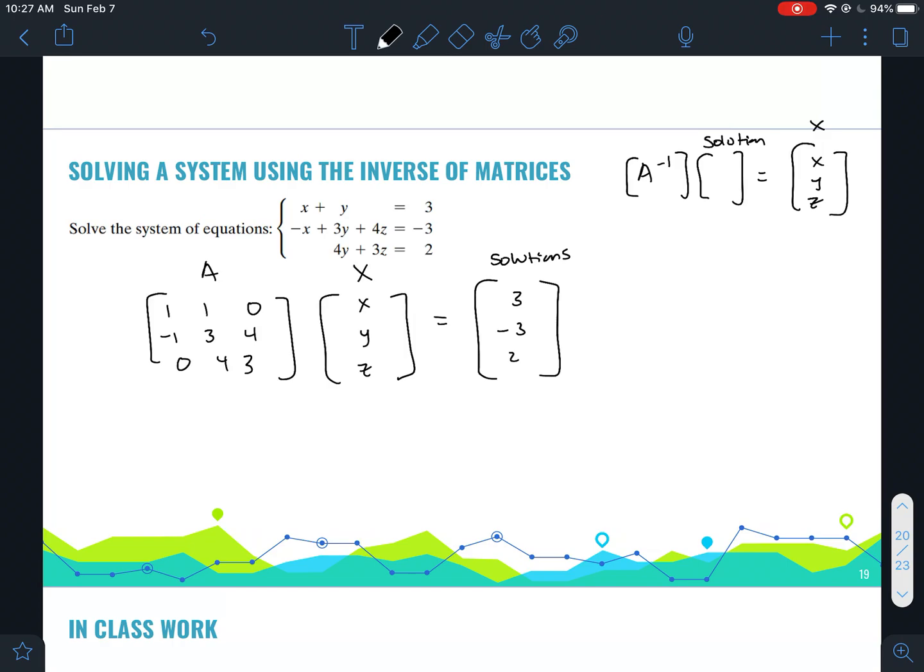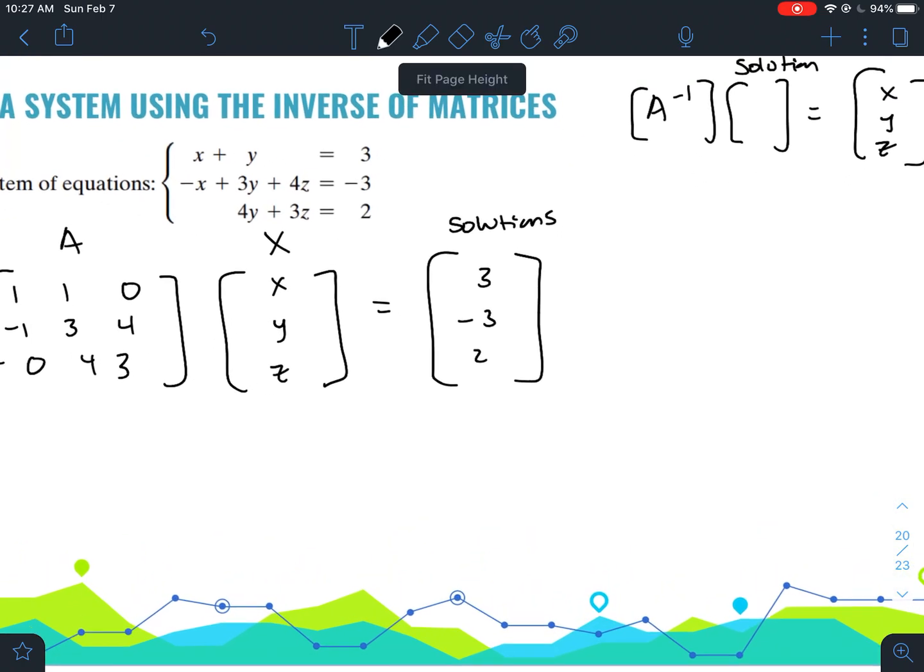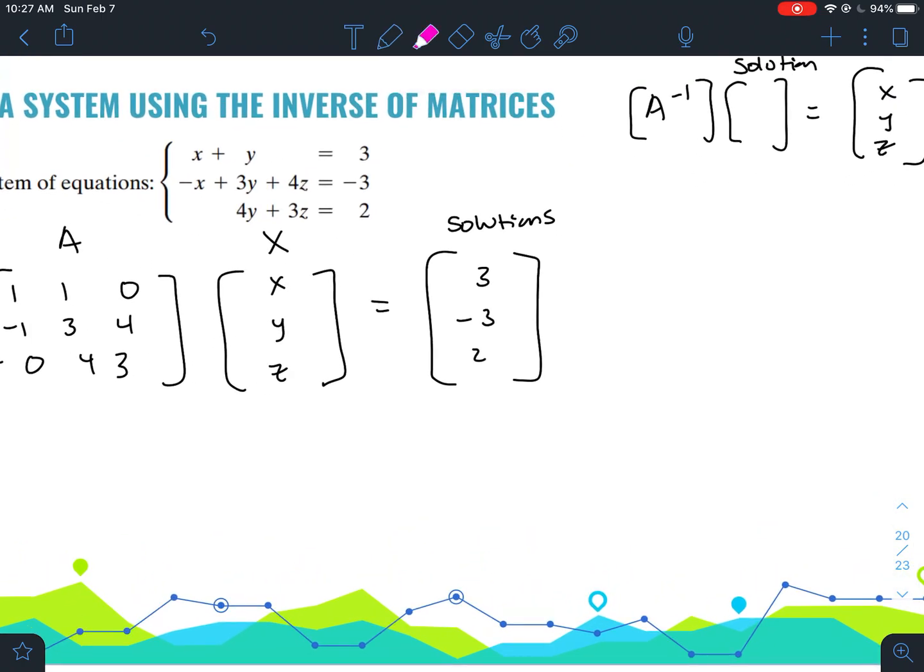Now, we remember from up above how long it took us to find that inverse matrix. So that's not going to be the quickest way to solve this system. So we're actually not going to solve this system using the inverse of matrices. I believe in your digital book, there's a video of this being solved using the inverse matrices. But we're just going to solve this system using substitution or elimination.